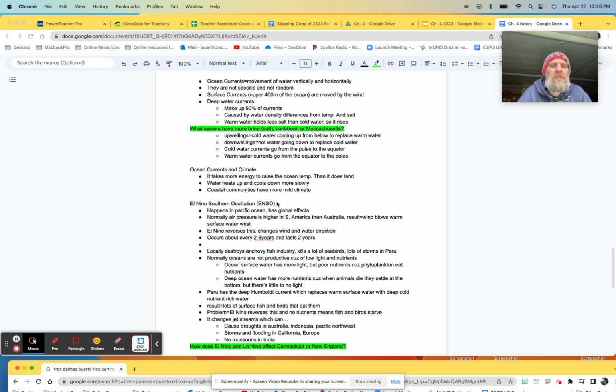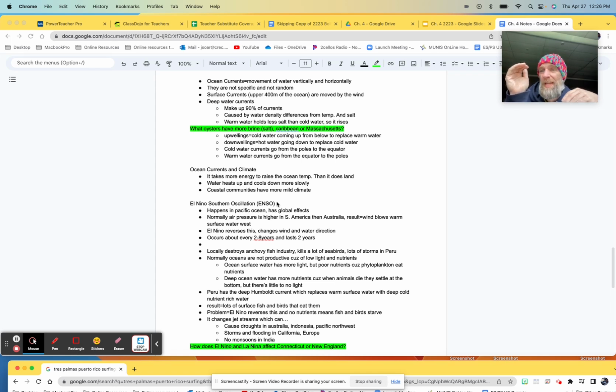Normally, oceans are not productive because of low light and nutrients. Just the way it is. Not a very productive habitat. The thing is, the light and the nutrients are in different locations. If you're the ocean surface water, this has more light, but not very many nutrients because those phytoplankton go and eat them all up.